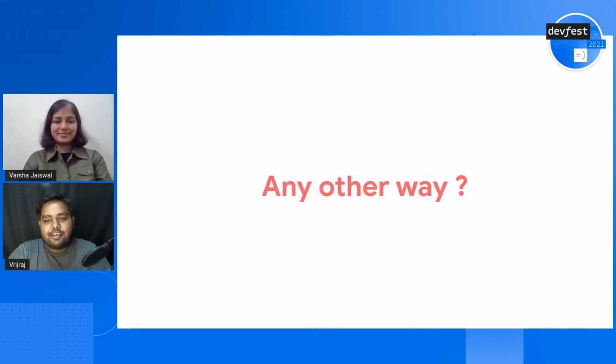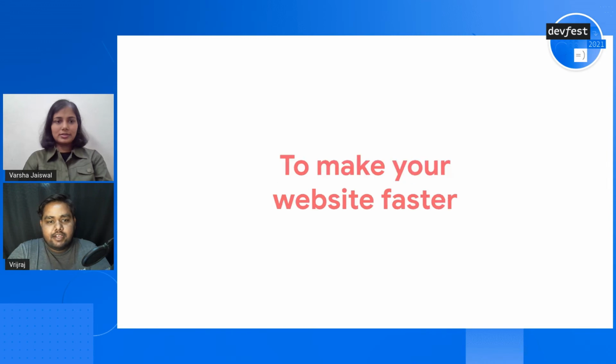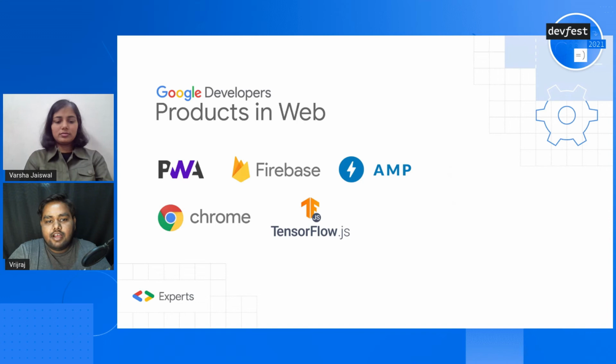Thank you, Varsha, for sharing the knowledge about Core Web Vitals for improving the performance and accessibility of your website. And we have a lot of ways to improve the performance, the accessibility and many more factors of our website. So now I'll talk about the many products in Google. With the help of these products you can create faster, more accessible, reliable solutions in web technology. I'll talk about PWA, Firebase, AMP, Google Chrome platform, TensorFlow.js and many more things.